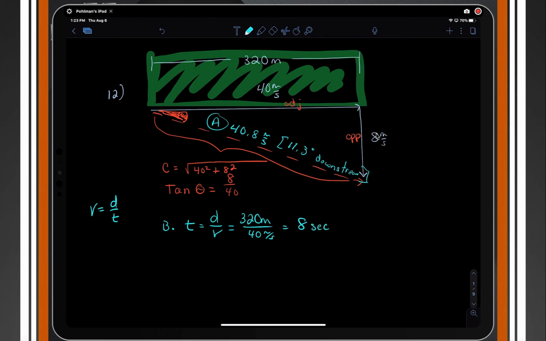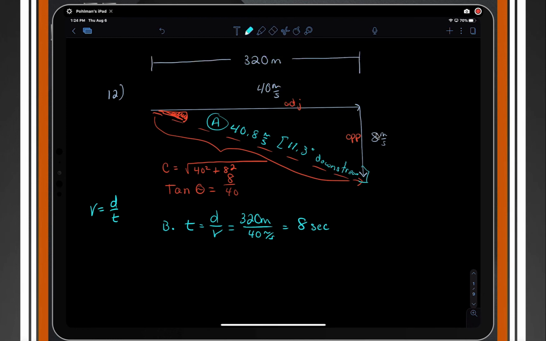Now, this is not part of the questions, but I guarantee you on a test, I'm going to ask you the following questions now. I'm going to ask you for part C, I'm going to say, how far downstream is this boat going to end up?